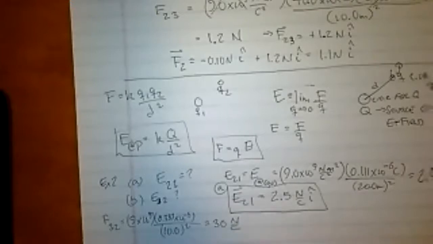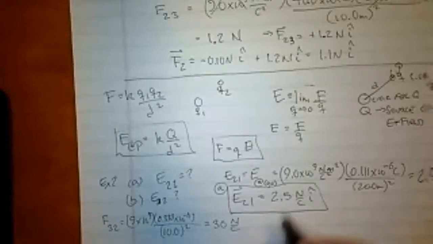Newtons per Coulomb. I want to double check my math because I make mistakes a lot. Okay, so we're going to do 0.333 e to the -6, and then I'm going to divide that by 10 squared, which is 100. And in fact, I do get 30 newtons per Coulomb.